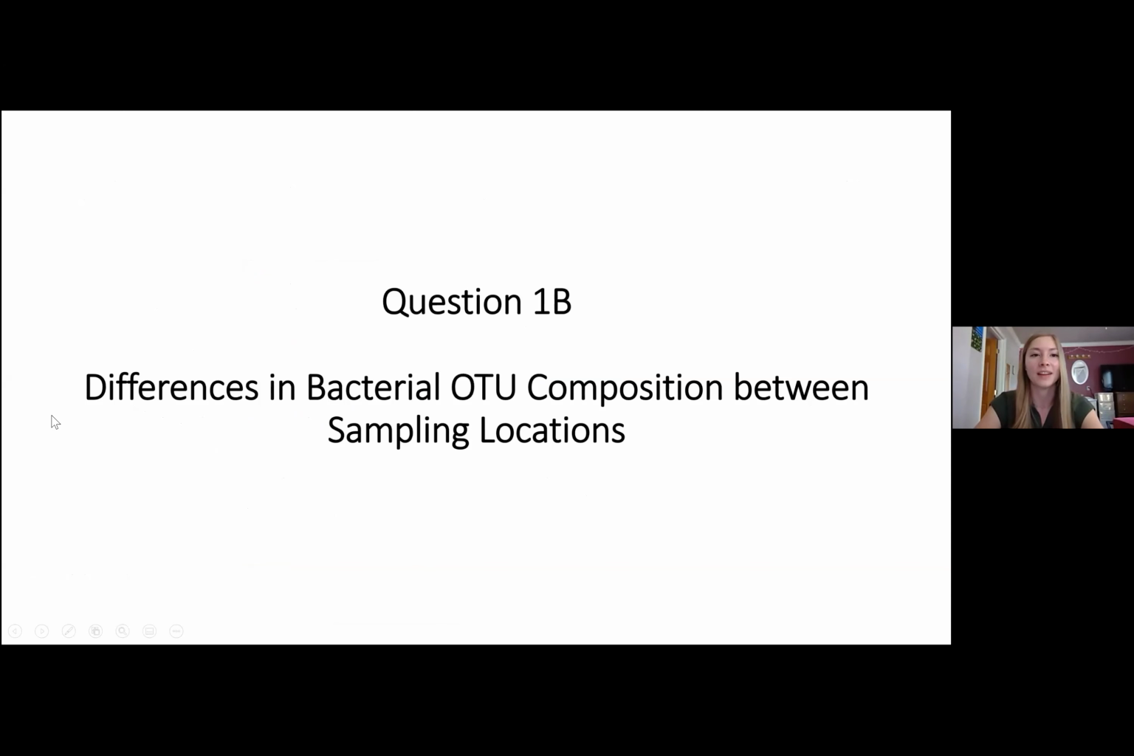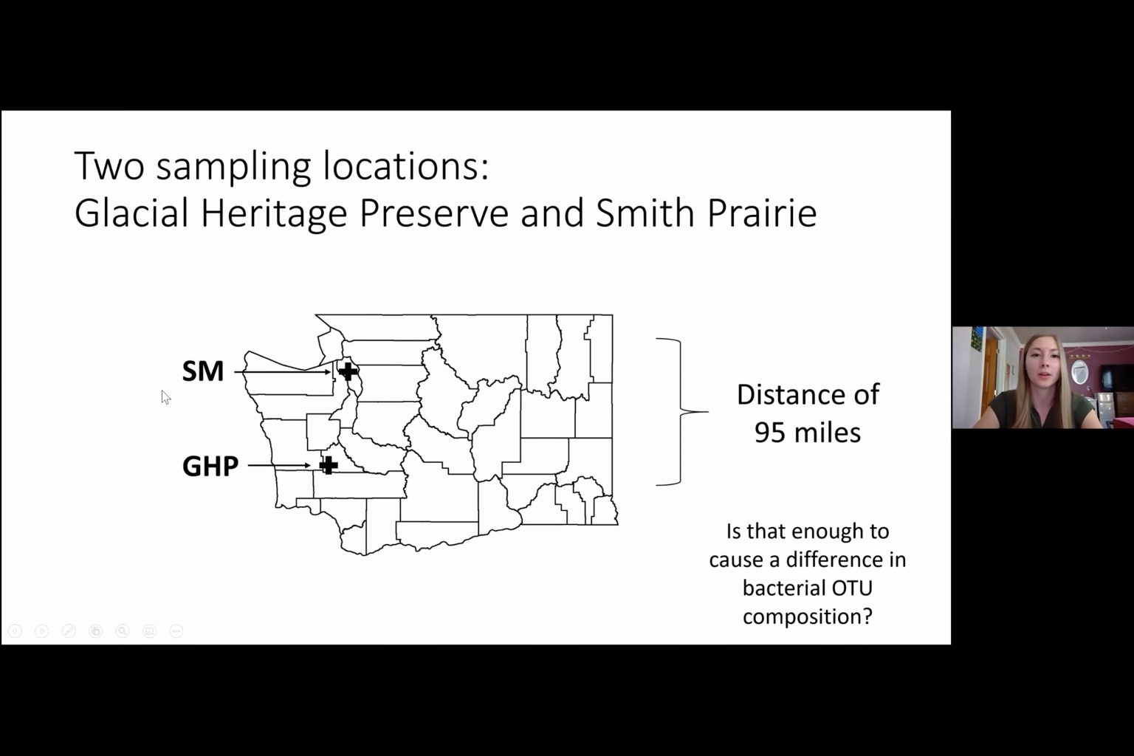Next, I want to look at my second question: differences in bacterial OTU composition between sampling locations. So remember, my two sampling locations were Smith Prairie and Glacial Heritage Preserve. These sites are separated by a distance of 95 miles, and Smith Prairie is cut off from the rest of mainland Washington. Since it's an island, it's cut off by the Puget Sound. So I was interested to know if these factors were significant enough to cause a difference in bacterial OTU composition derived from the same plant species.